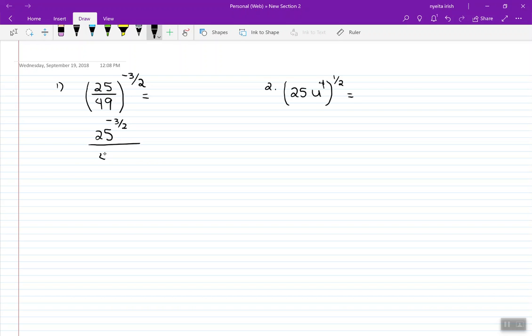and 49 to the negative 3/2. And then kind of remember what we talked about with negative exponents. When you cross the line, you change the sign of the exponent. So if I move the 25 to the negative 3/2, the negative in the exponent becomes positive when I cross the line down into the denominator. And then the same for the 49. To the negative 3/2, cross the line, change the sign.